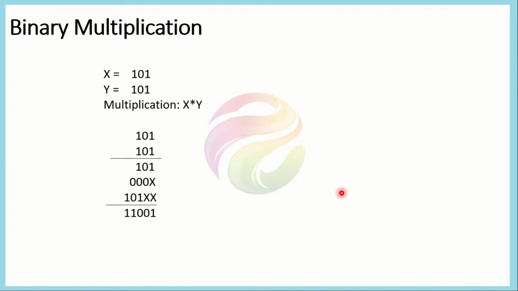You can always verify whether your result is correct or not. Just simply convert these numbers into the decimal equivalent and check whether their multiplication results in the same number whose binary equivalent is equal to this one.